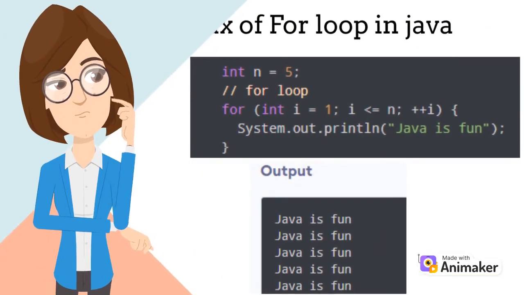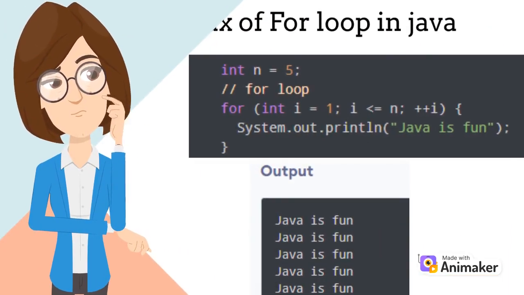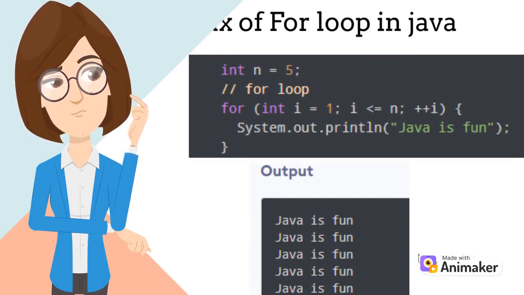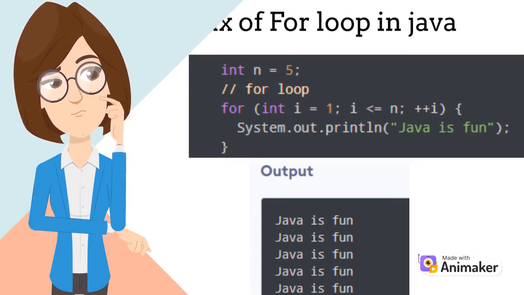So this is the code for the for loop. Firstly, we have initialized n with 5, then we defined the expression from 1 to n, which means 5, and in the for body we are printing Java is fun. This will give us the output statement Java is fun 5 times.